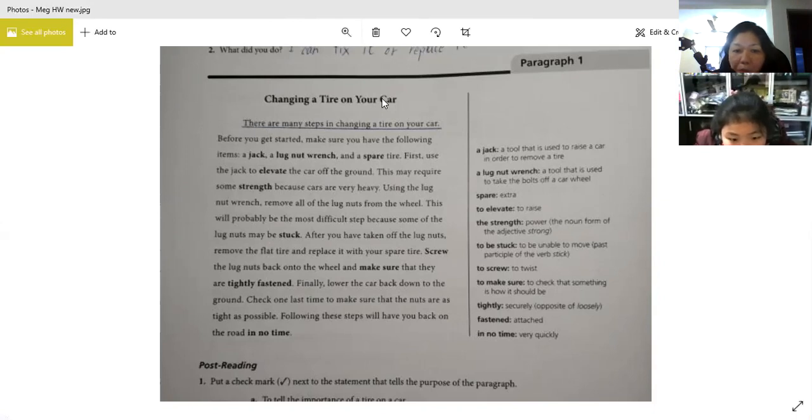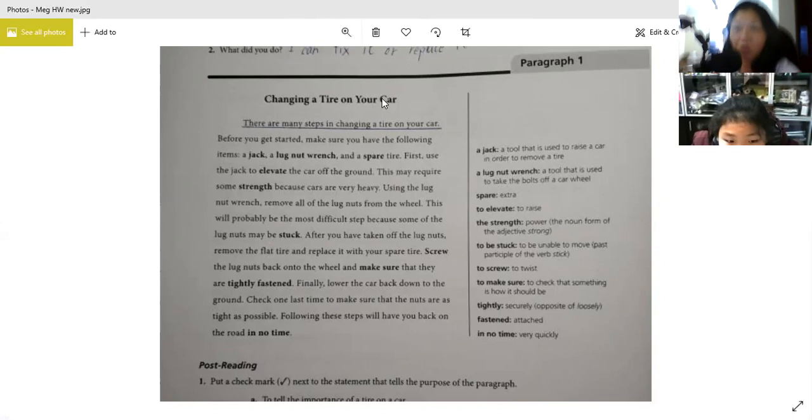Lower the car back down to the ground. Okay, you lower the car. And anything else? Check one last time to make sure that the nuts are as tight as possible. Okay, so you have to check one last time. So how many steps do you have in all?